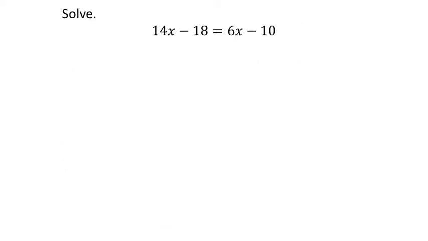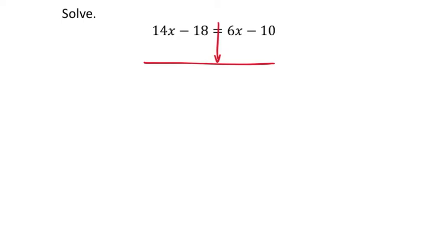So we saw a question like this last time. No problem, we can still work with it. So I'm going to go to principles of equality, and the reason why I'm doing that is because I do not see any distribution that's possible. Also, the terms on both sides of the equal sign, like the 14x and the negative 18, I can't combine those because these are not like terms. Same with the 6x and the negative 10. These are not like terms that I can combine, so I can't, and I won't.